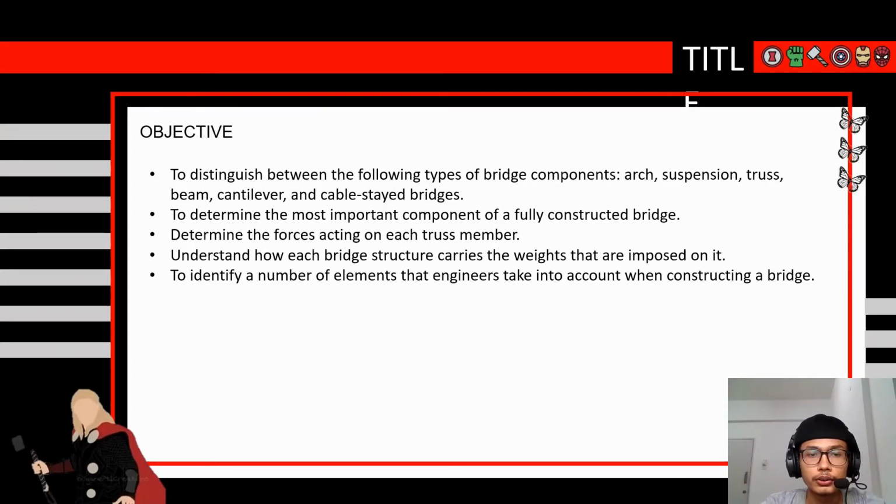Next, to determine the forces acting on each truss member. Next, to understand how each bridge structure carries the weights that are imposed on it. Lastly, to identify a number of elements that engineers take into account when constructing a bridge.